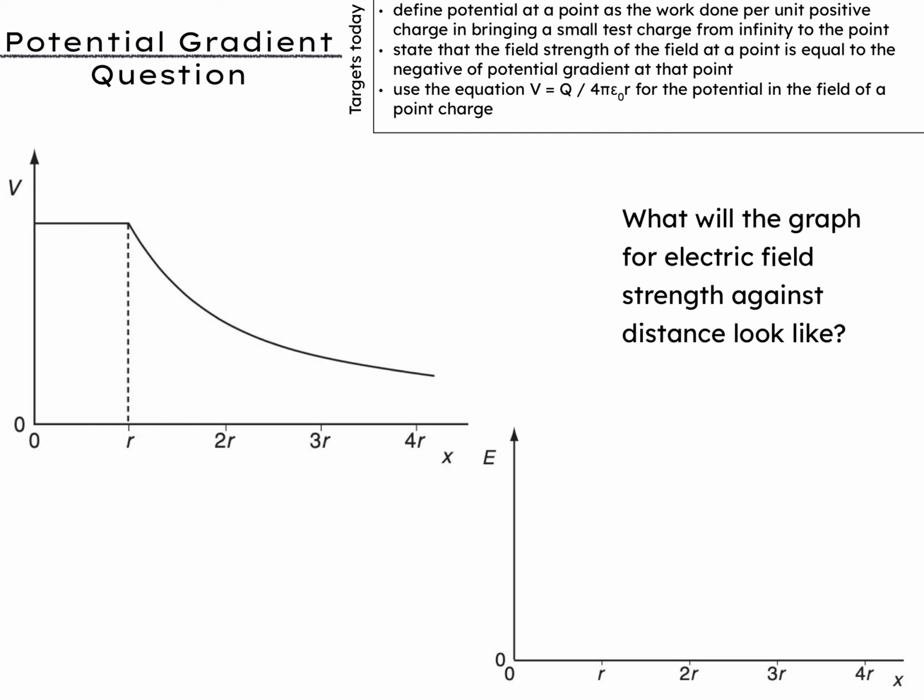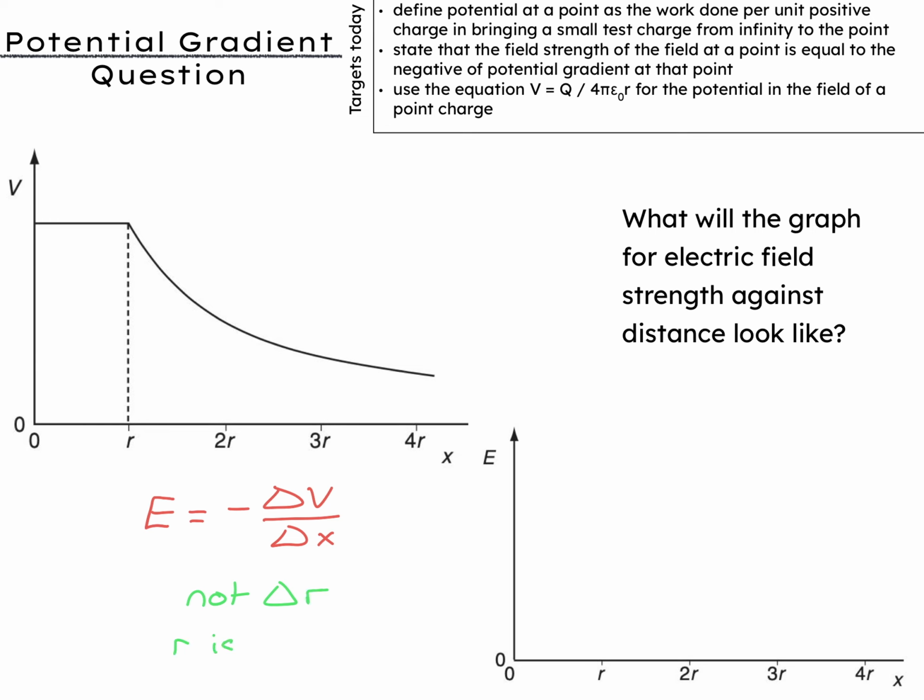What will the graph for electric field strength against distance look like? Start with the relationship. How is potential related to field strength? What is the equation? If you said E equals V over X, then think again. E is the negative of the potential gradient, so that means E equals minus delta V over delta X.